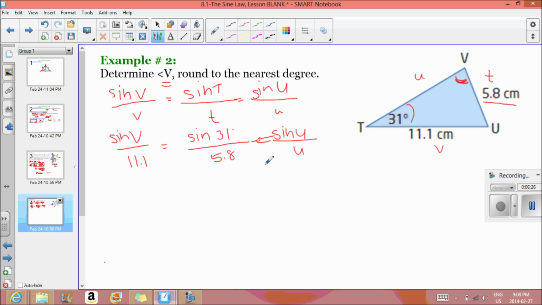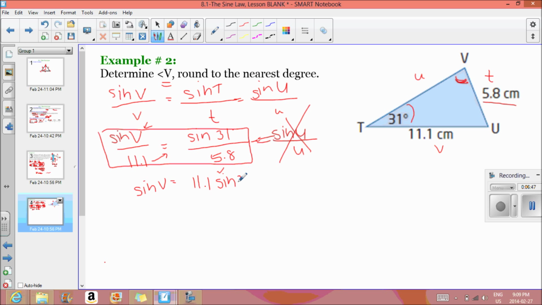So this one's pretty easy to tell which of the two we're going to use. That would be these ones, because we are looking for the v. And in this case, we don't know anything about any of these values, but we know everything here. So if we set this up, we're going to bring this divided by 11.11 over. So we have sine v equals 11.11 times the sine 31. So we just brought that over, and it's still divided by the 5.8.